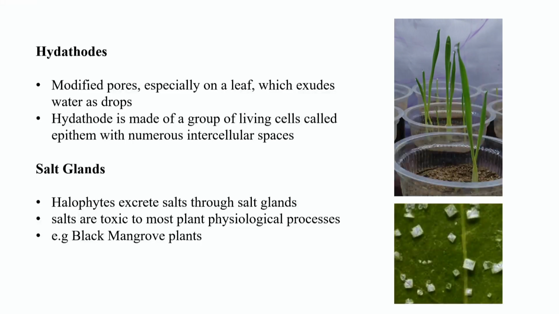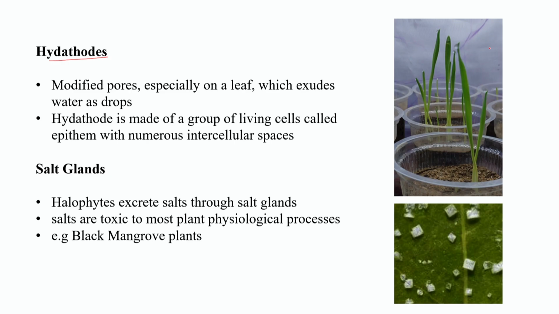Now the next important external secretory structure is the hydathode. Hydathodes are pores from where water droplets, or the water, is exuded out from a plant. Here you can see the figure shows that the water droplets are coming. These are modified pores which are found on the leaf. These hydathodes are made up of a group of living cells which is known as epithem.